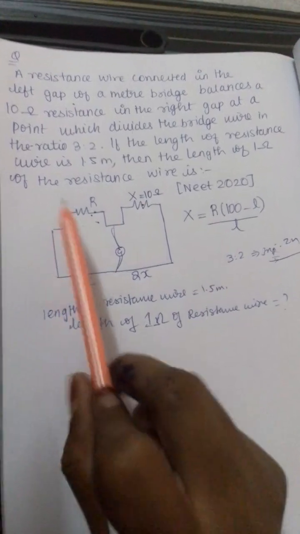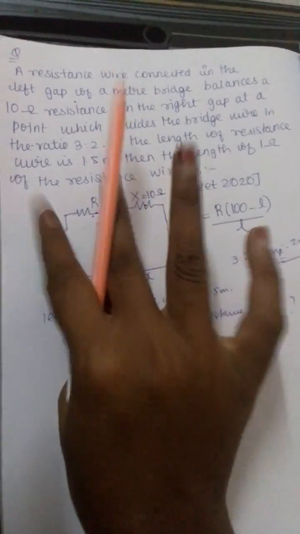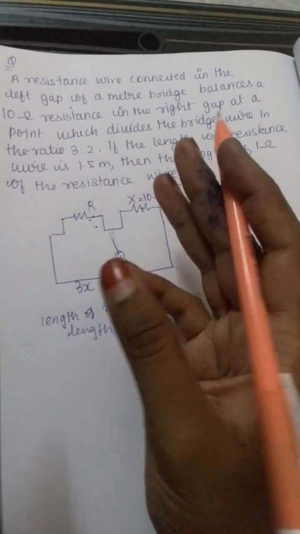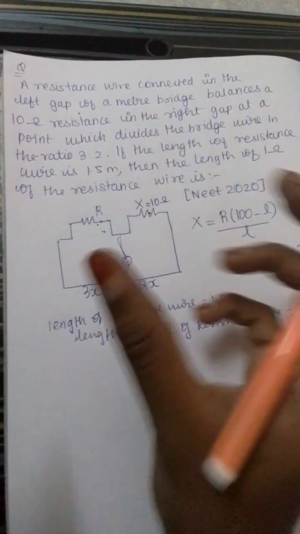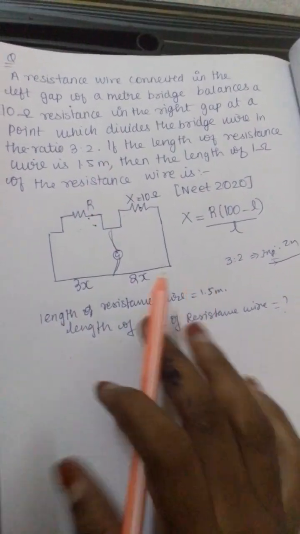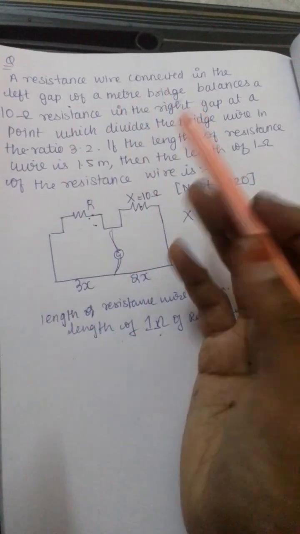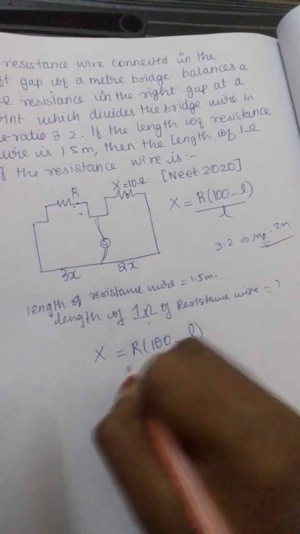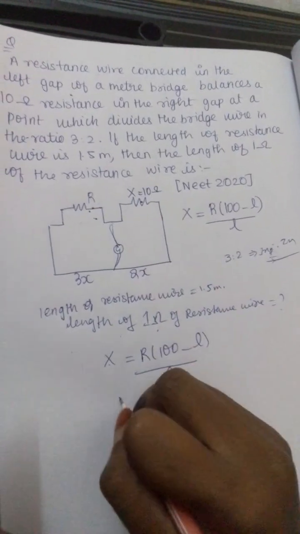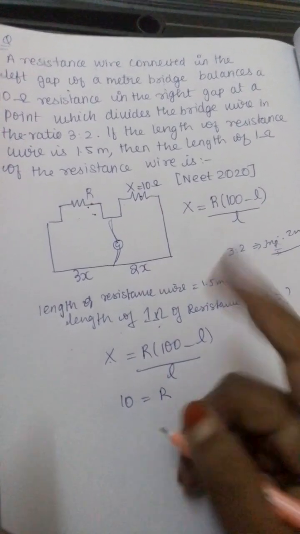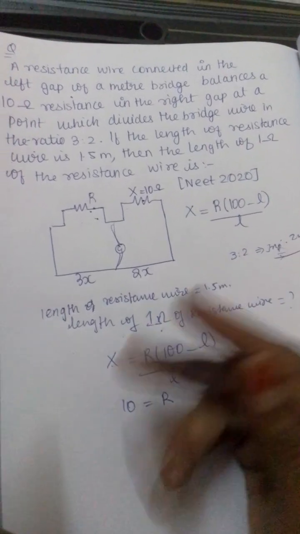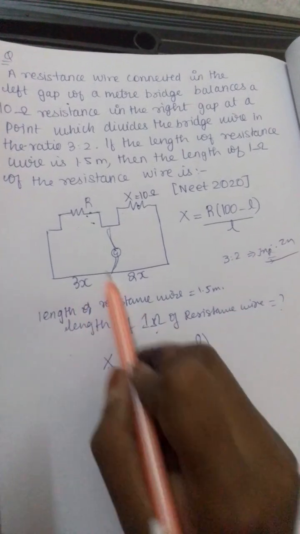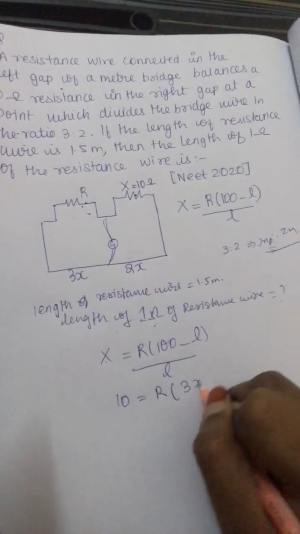Now if you are going to find the length of the 1 ohm wire, using the unitary method, can't you find it? Obviously. So we have to find R firstly, which you can get from here. Now X is equal to R into (100 minus L) by L, right? Instead of X, they have given it in the question, that is 10, and R is the only unknown in this case. Always the unknown need not be X, even R can be unknown. Now this is not 100 minus L in this case because the lengths are 3x and 2x. They have given the ratio, so you can substitute that directly.